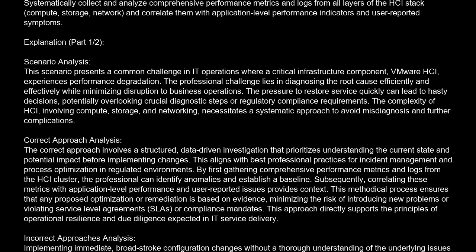Subsequently, correlating these metrics with application-level performance and user-reported issues provides context. This methodical process ensures that any proposed optimization or remediation is based on evidence, minimizing the risk of introducing new problems or violating service-level agreements, SLAs, or compliance mandates. This approach directly supports the principles of operational resilience and due diligence expected in IT service delivery.